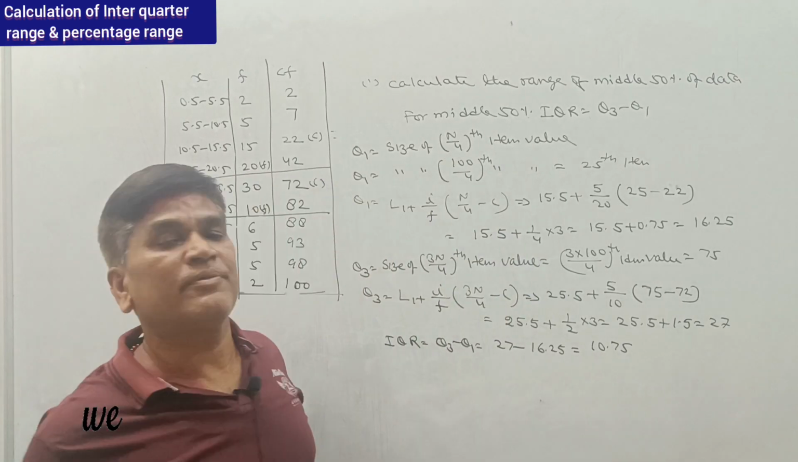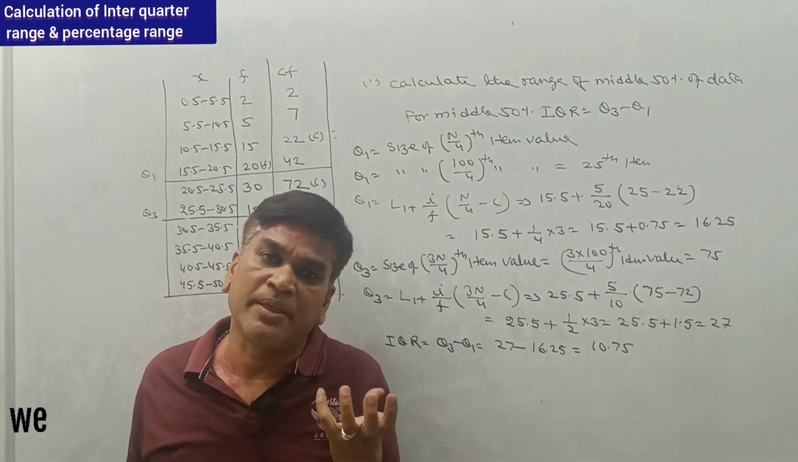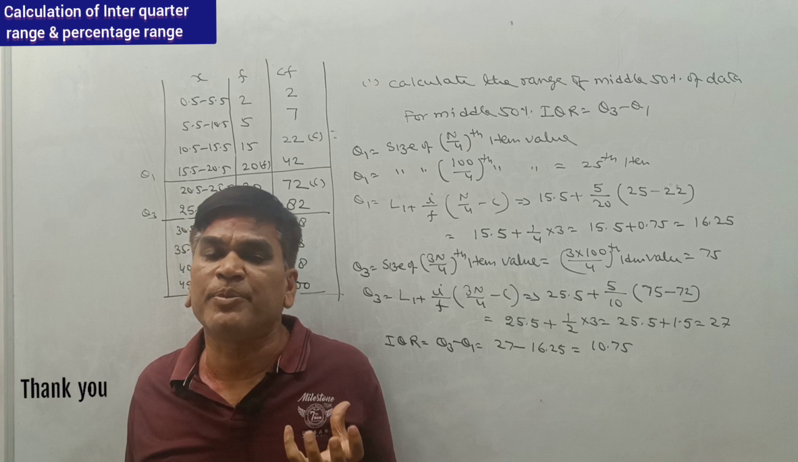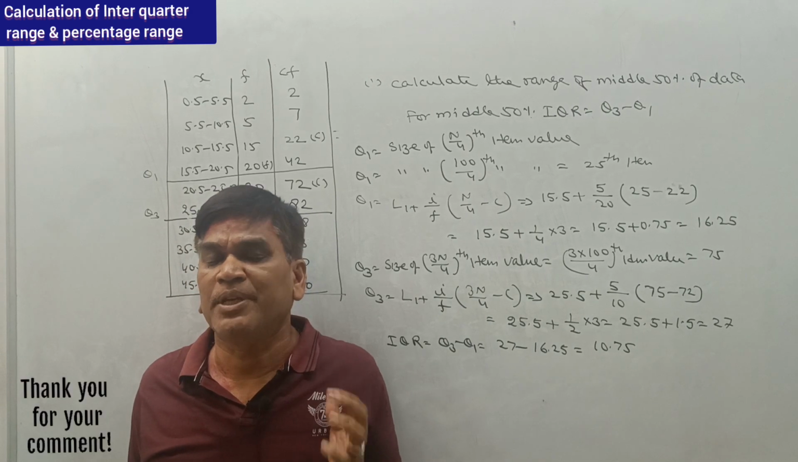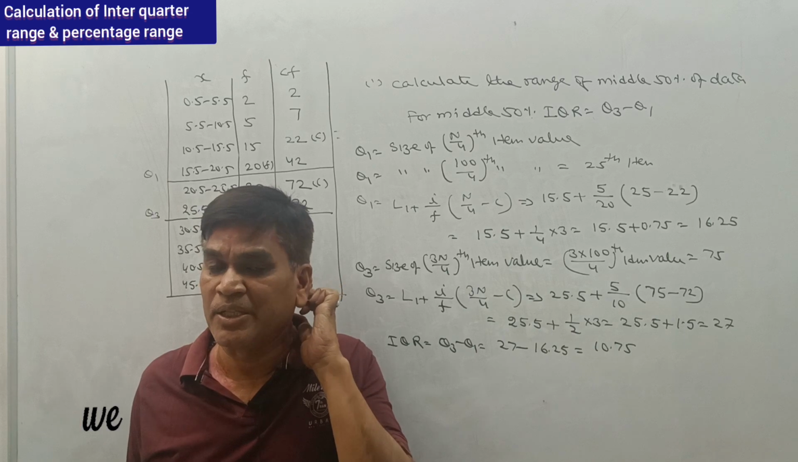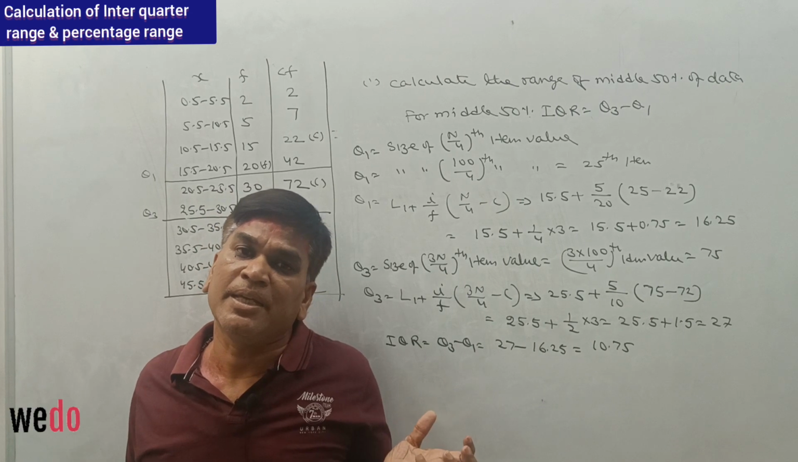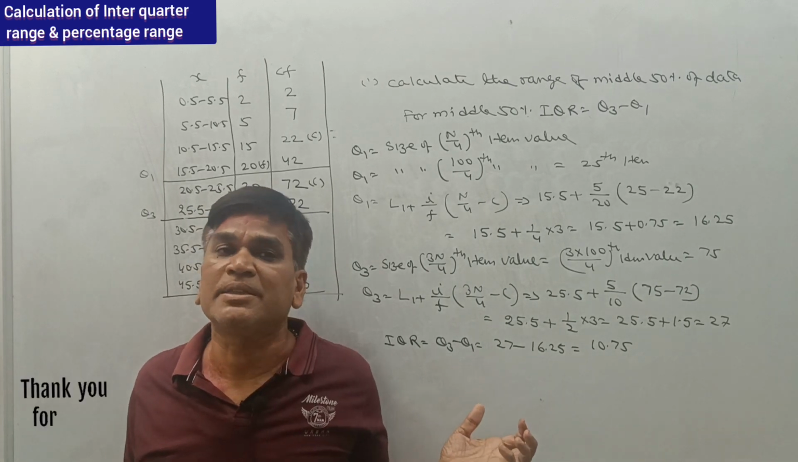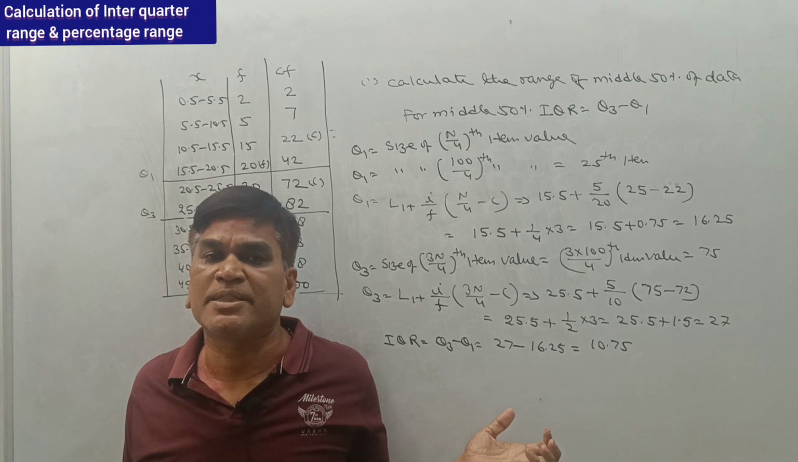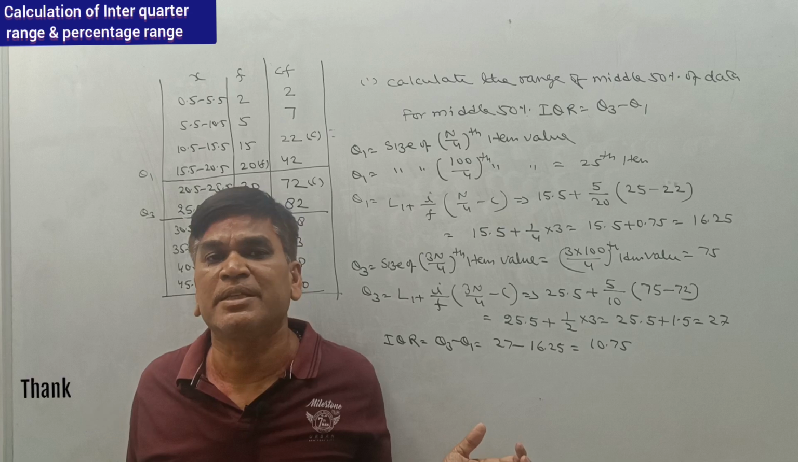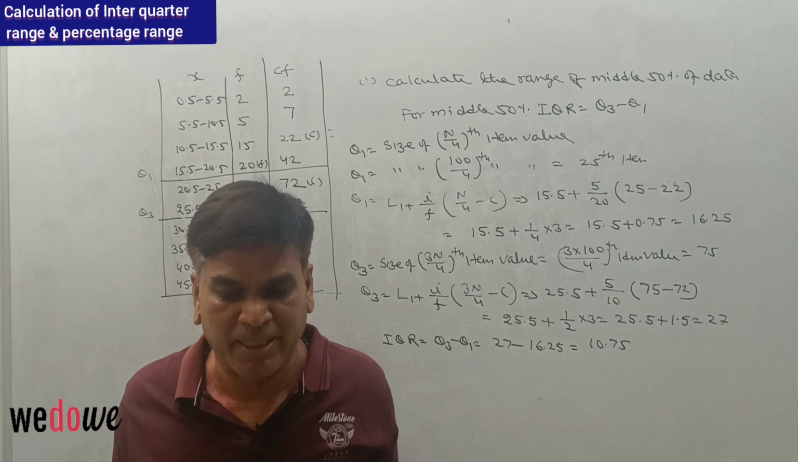So the very first we have calculated the dispersion of the middle 50% of the data. For getting the middle 50%, we have to calculate Q3 and Q1, and lastly the interquartile range, that is Q3 minus Q1. So 27 minus 16.25, we are having the result of 10.75.